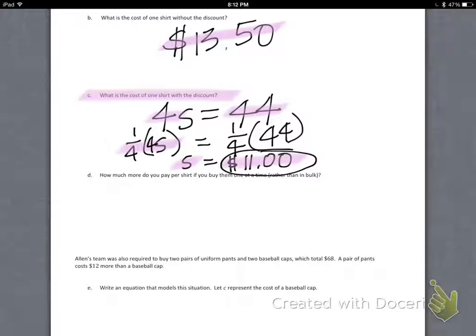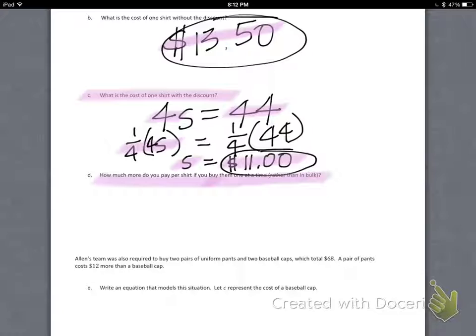Without the discount, he would have paid $13.50. So we can then answer D, which asks us how much more do you pay per shirt if you buy them one at a time, rather than in bulk, because with this problem he bought 4 at a time in quantity purchase. I wouldn't call that bulk. Bulk is usually quite a few, maybe a whole team's worth.